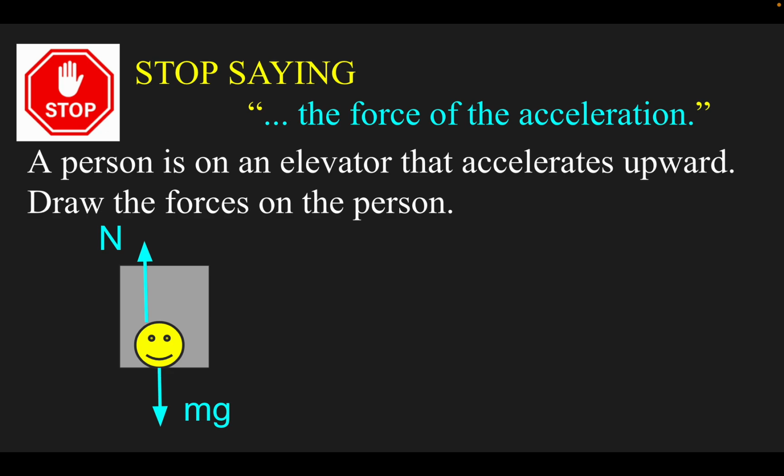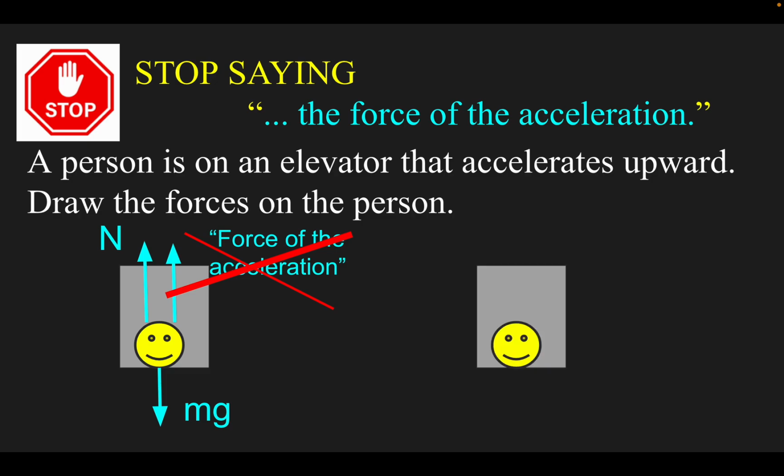And here's where it starts to go awry. Then kids will go, wait a minute, there's also the, cringe, the force of the acceleration. Please don't do that. What you want to do instead is ask, what forces are on this person? Well, the earth pulls down on them with their weight, so mg is down, and the floor of the elevator pushes this person up. But the deal is, it just pushes up with a greater magnitude than mg pulls down, and that is why the person accelerates upward.